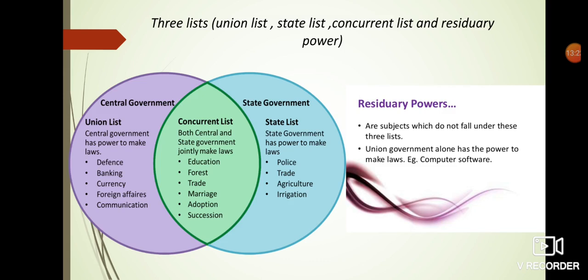And the concurrent list has approximately 47 subjects. The fourth list is the residuary power. What about this residuary power? Subjects like computer software that came up after the constitution was made. So according to our constitution, the union government has the power to legislate on these residuary subjects.